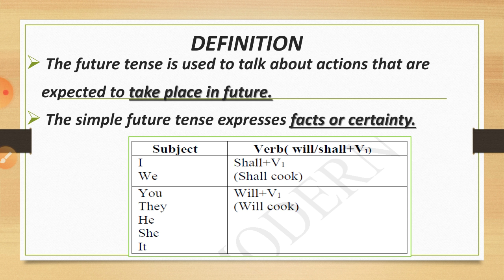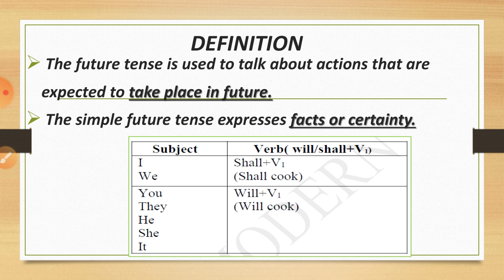Okay. The future tense is used to talk about actions that are expected to take place in the future. The future tense is used for a future activity or a future state. So where we must use future tense, it is used for a future activity or a future state hereafter in future. So in these places we should use future tense.